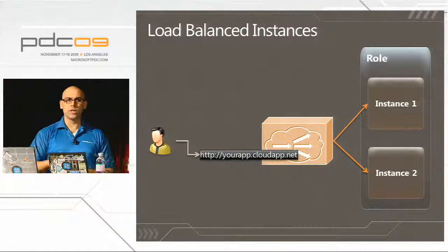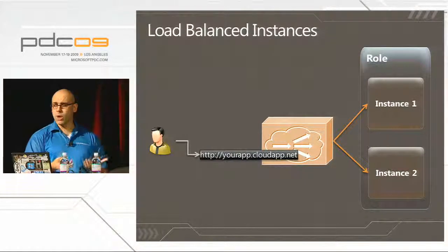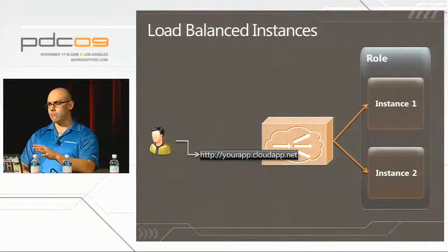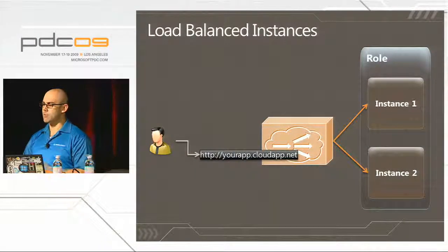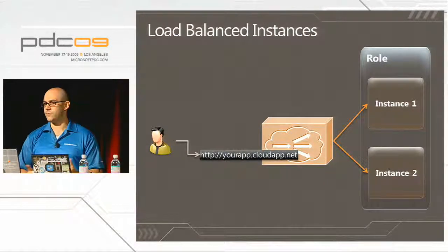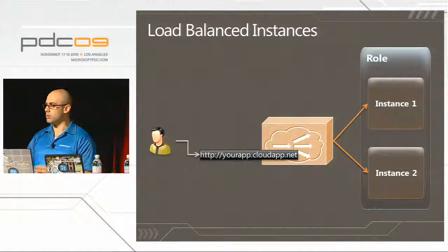So as long as you have more than one instance, you've got the ability that if one of those instances fails, we will automatically redirect traffic to the second instance. So it really supports that high availability. And you just get that with Windows Azure, which is fantastic if you're building services that you want to stay available.